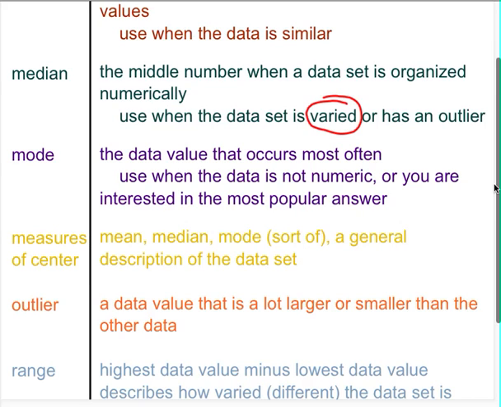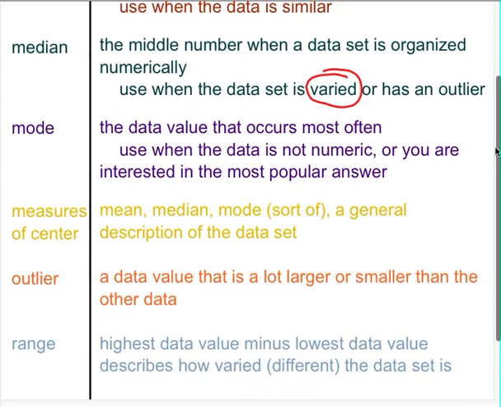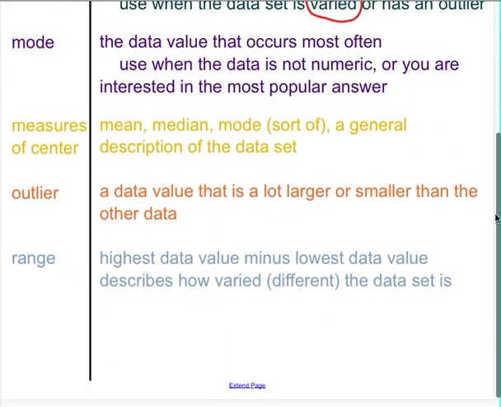tells us. We talked about the outlier, and the last one is our range. You take the highest data value, subtract the lowest data value, and it's what's called a measure of spread because it tells you how varied or different the data set is. So a large range would mean the data set is very different from one another or it has an outlier. And a small range would mean the data set is very similar.